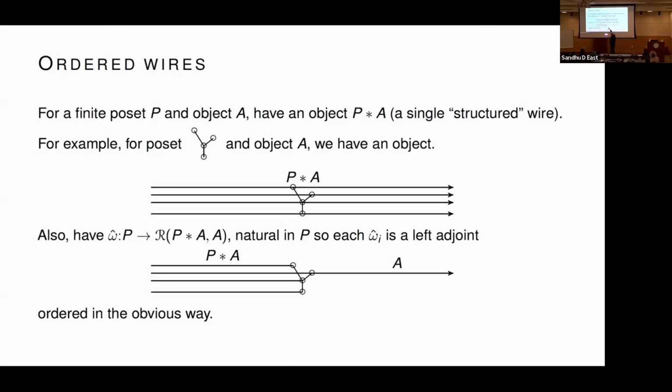And they need to respect order. So if I project along this wire, that should be above projecting along this wire. So it's not just projection. It's actually the cotensor. It's what I'm really trying to build. So I have that relation. That is, for every object in every poset, I have this new object, and I have these new projections.